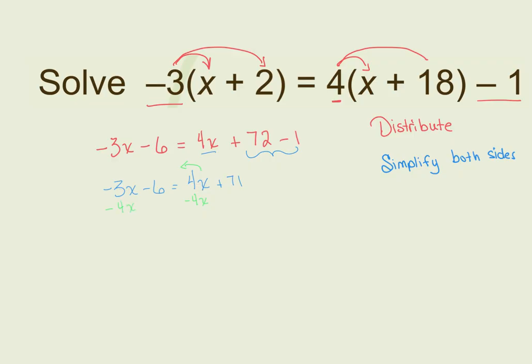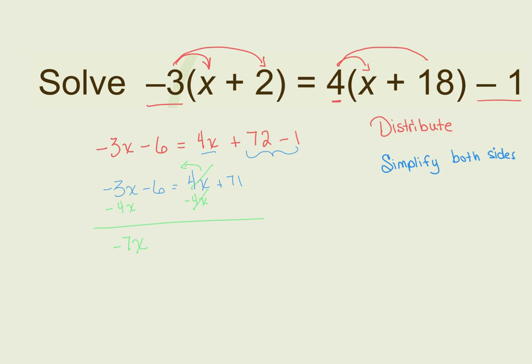And remember, if we have a -4x on one side, we need a -4x on the other. And so we are going to zero that one out. We're going to use our addition here. -3 plus -4 is -7x. And so we have successfully moved the variable to that side.